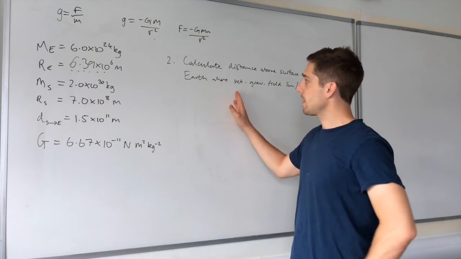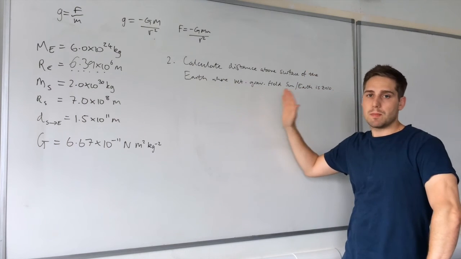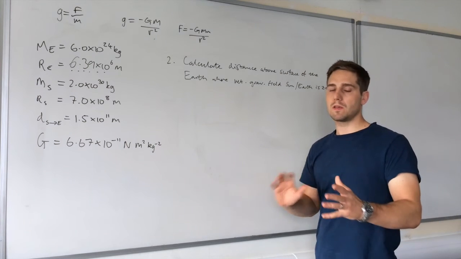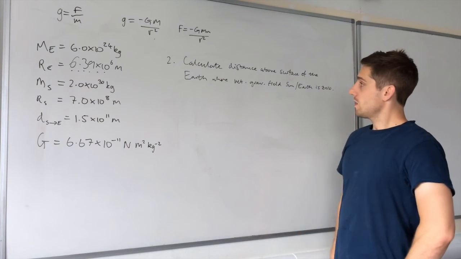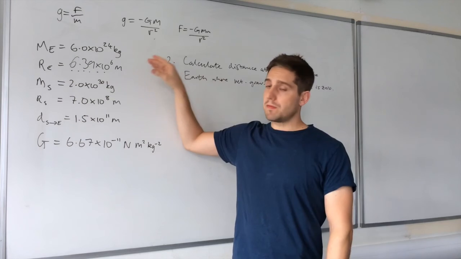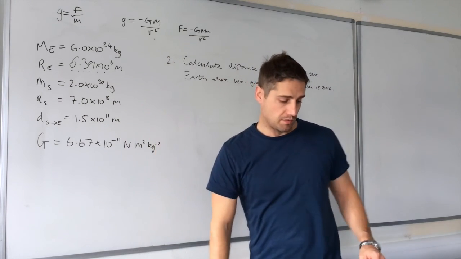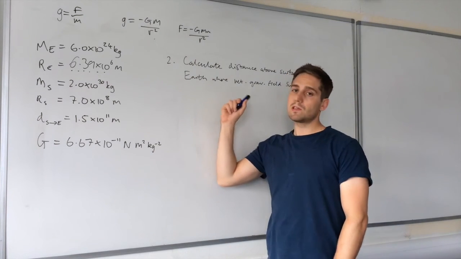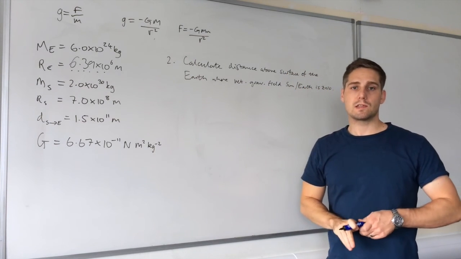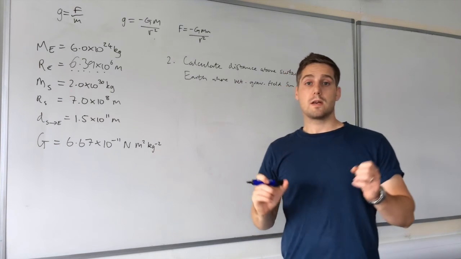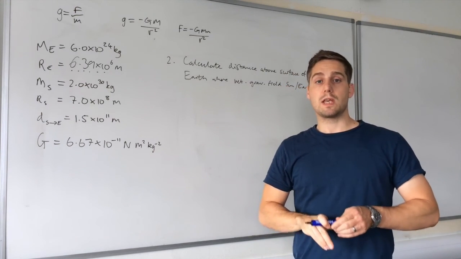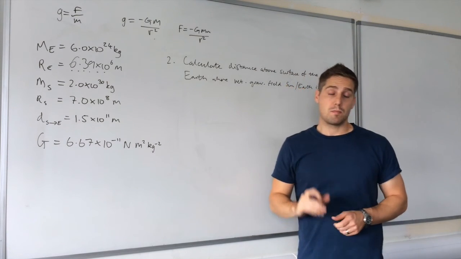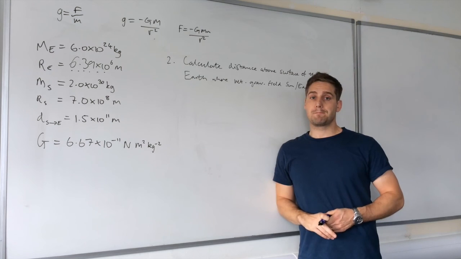Okay, question 2. Calculate the distance above the Earth's surface where the net gravitational field strength between the Earth and the Sun is 0. So we now have an additional piece of data, which is the radius of the Earth. So we've got this data, these equations. Have a go at solving this problem. Calculate the distance above the Earth's surface where the net gravitational field strength between the Earth and the Sun is 0. So pause the video and have a go at solving that.